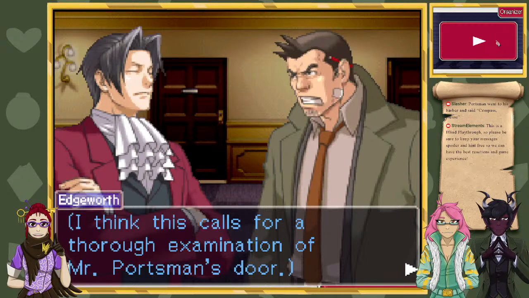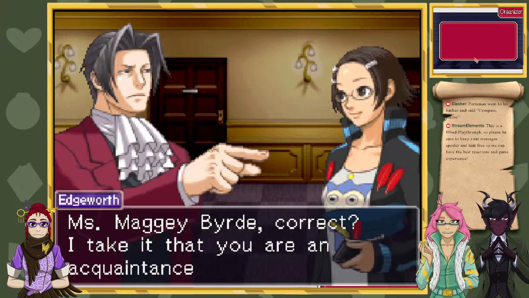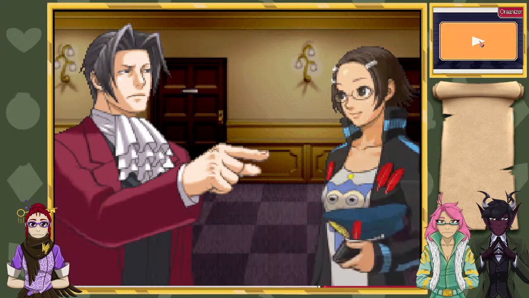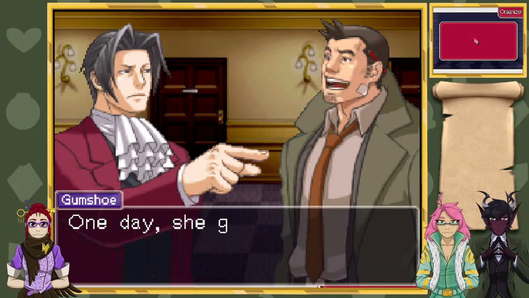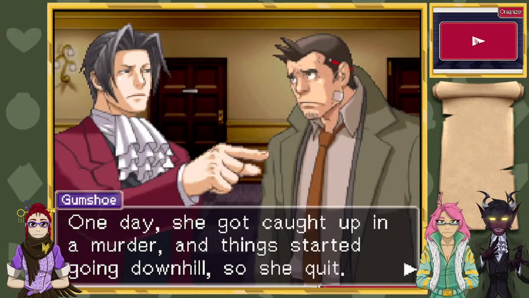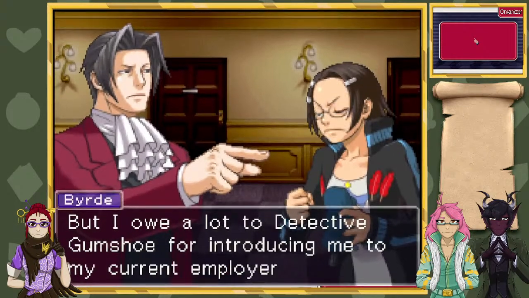Thorough examination of Mr. Portman's door. Well, we'll do that after apparently we need to investigate Edgeworth's door. That was requested heavily. Miss Maggie Bird, correct? I take it that you are an acquaintance of the detective? She was under my supervision back when she was still in the force, sir! One day, she got caught up in a murder, and then things started going downhill. And that trial happened when everybody thought you were dead, sir. See what happens when you fake your own death?